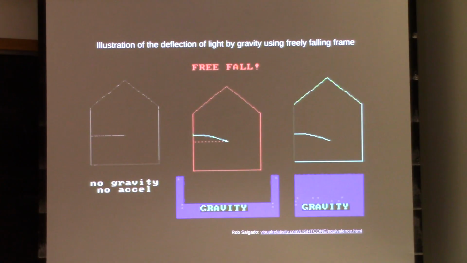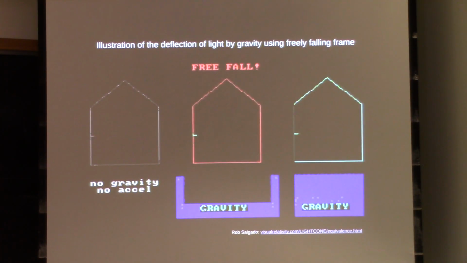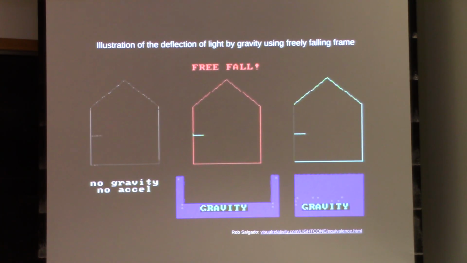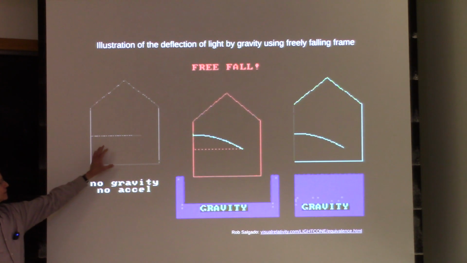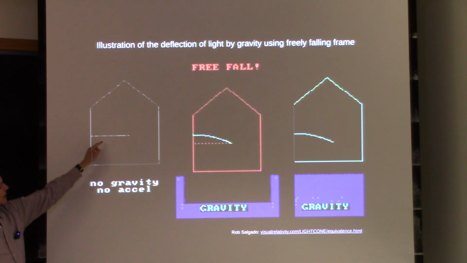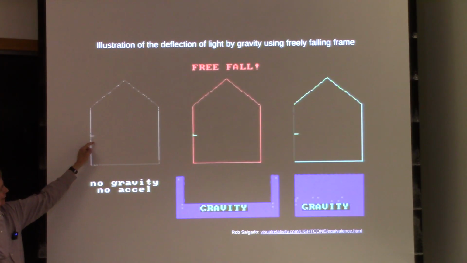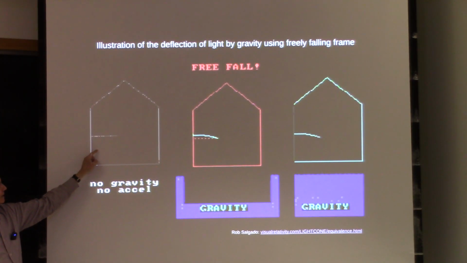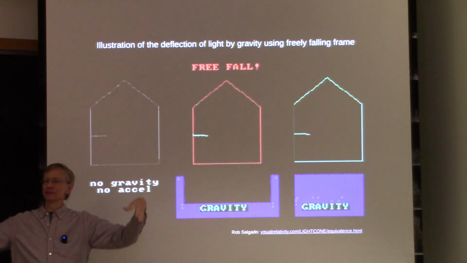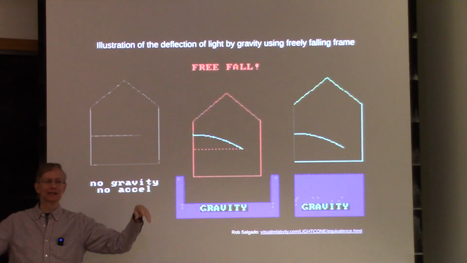So we're using the version of the principle of equivalence that says you can eliminate the effects of gravity by going into a free fall frame. And so here's deep in space. No gravity, no acceleration. The photon moves straight horizontally, parallel to the floor. Put in gravity, well, within the frame of, I guess, a house that's being dropped here, or maybe it's a rocket, I don't know.